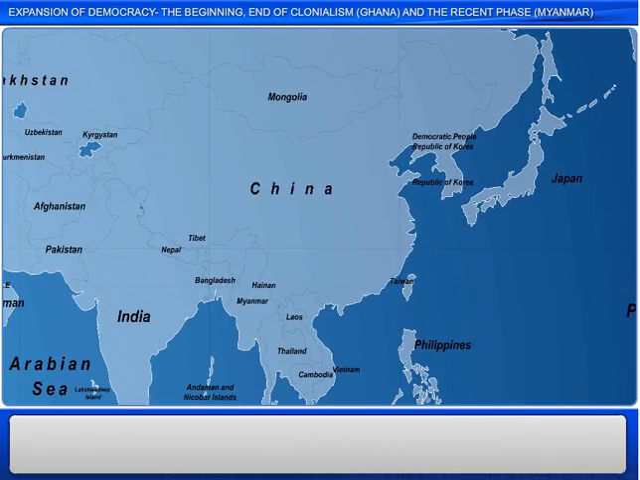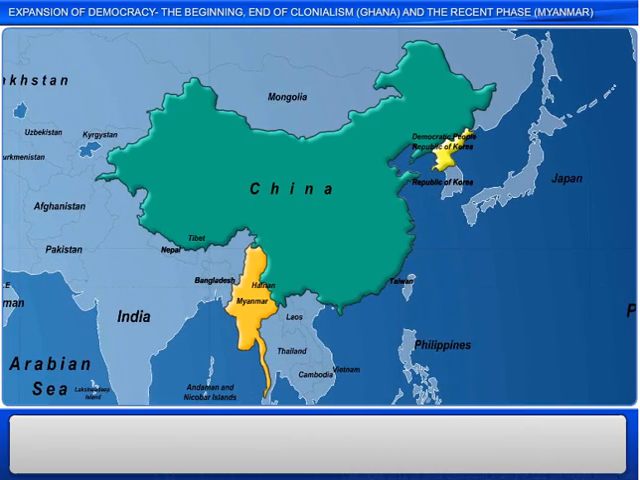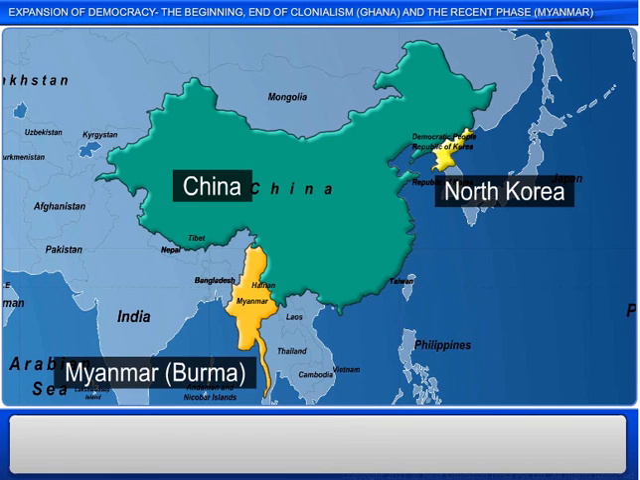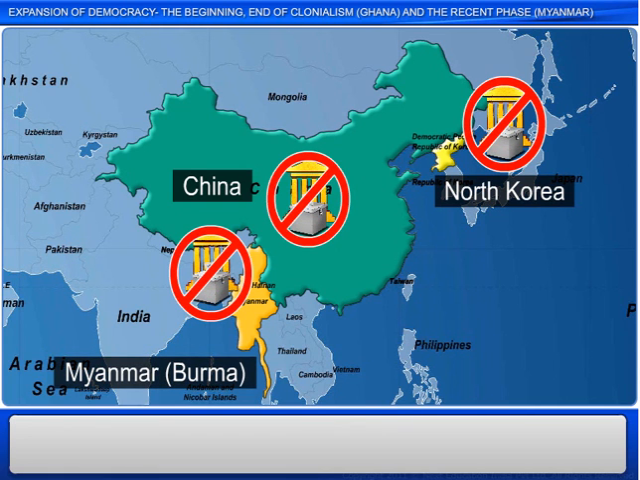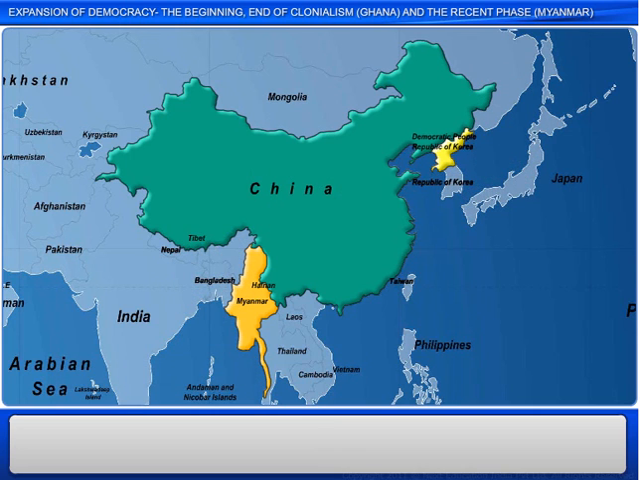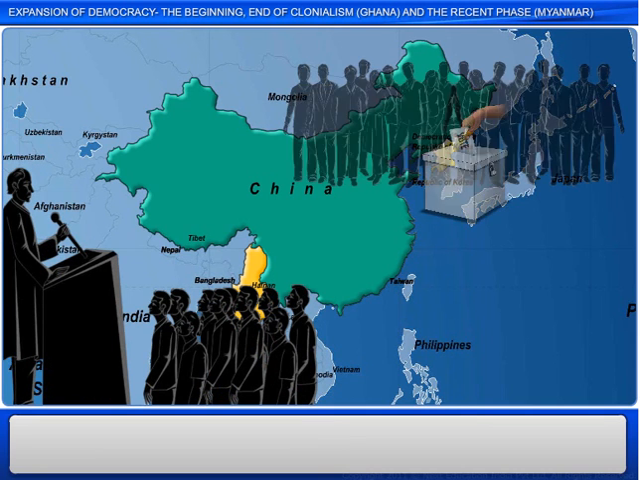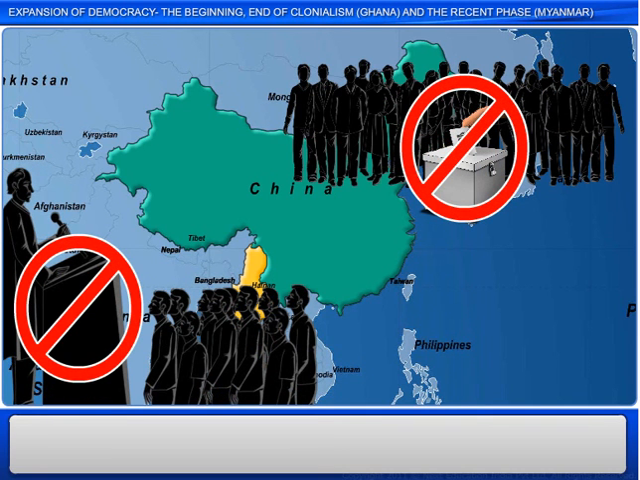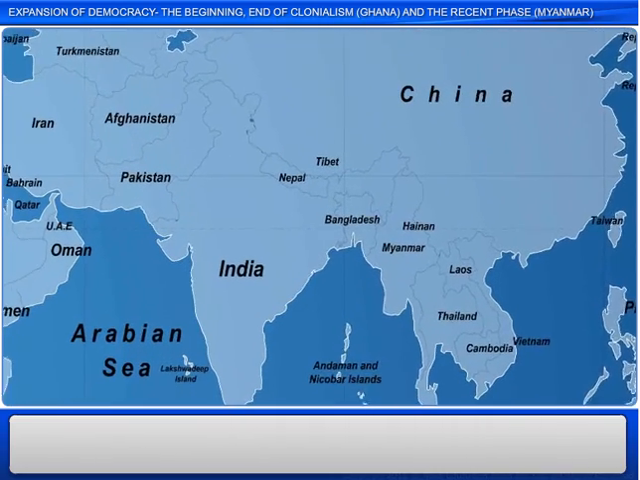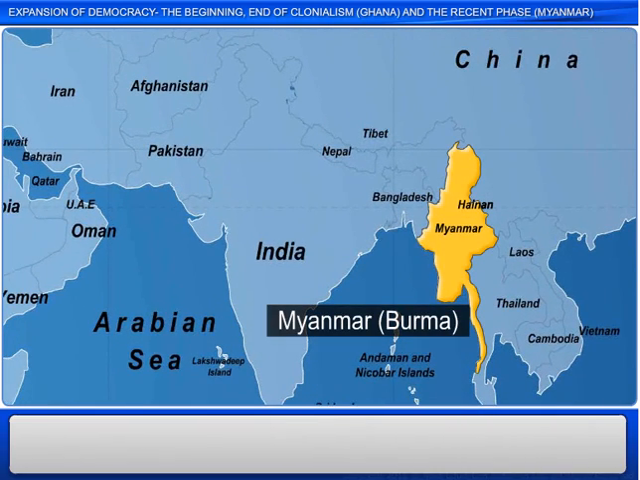Yet, many countries, including powerful nations like China, North Korea, and Burma, are still non-democratic. These are countries where people can neither express their opinion freely nor elect their leaders. Myanmar, previously known as Burma and also a neighbor of India, is a case in point.